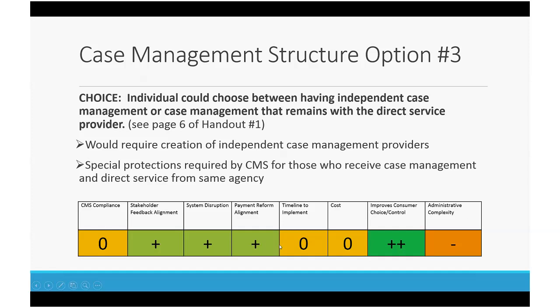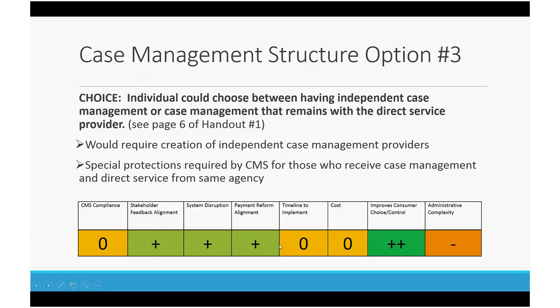The same, we would ask for your feedback about what you like or any concerns you have about option 3, which is, again, creating independent case management providers in all the regions of the state, and then allowing individuals who receive services to have a choice between having independent case management or having case management from the same provider organization that provides the direct services. So again, we would like to hear what you like about this option and what concerns you would have.